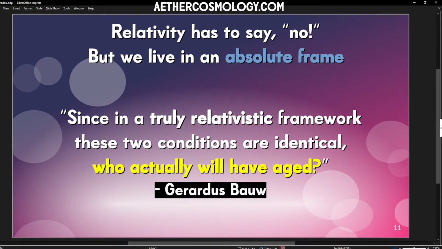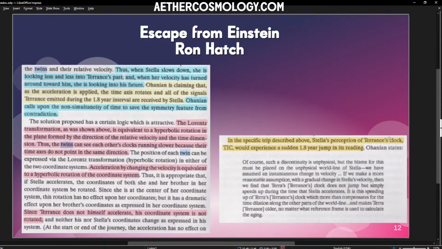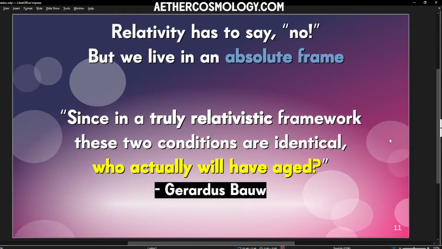Because relativity has to say no, but we live in an absolute frame, and all observation, all of our experience in life shows this. And David pinged me on Telegram with this quote from Gerardus Bauer, who was a PhD astronomer, and he says, since in a truly relativistic framework, these two conditions are identical, who actually will have aged? That's a good question, and there is kind of an implication here of an absolute frame.